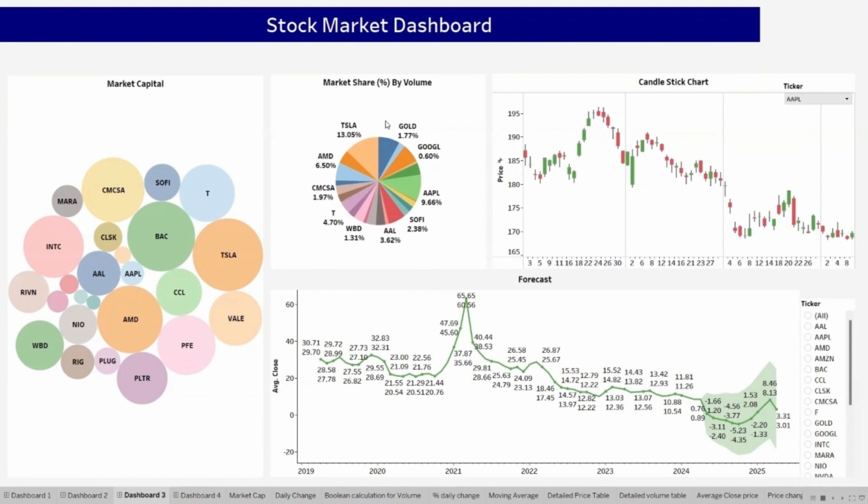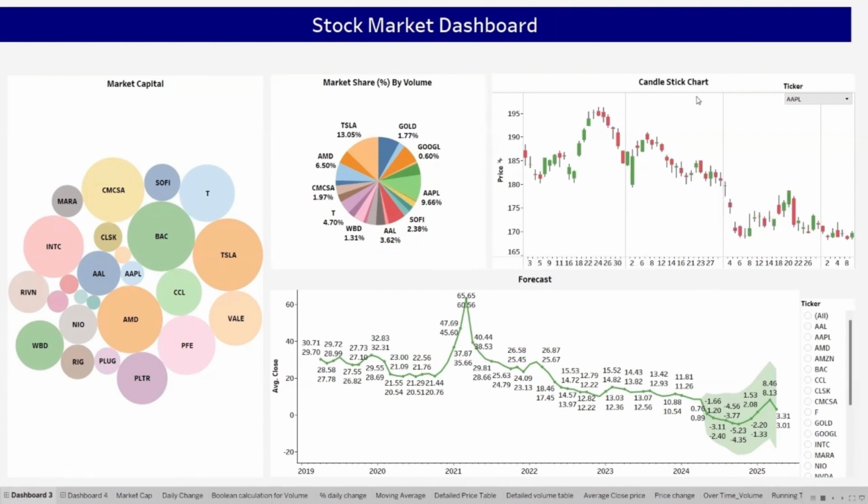So the next is the pie chart, which shows the market share by volume of the 25 stock companies, where the top 3 by volume are Tesla with a market share of 13.05%, then comes Apple with a market share of 9.66%, and the third is Amazon with a market share of 7.16%, whereas CleanSpark is the lowest with 0.56%.